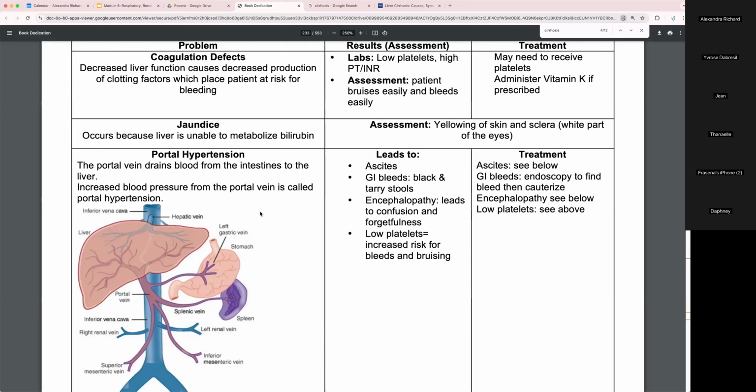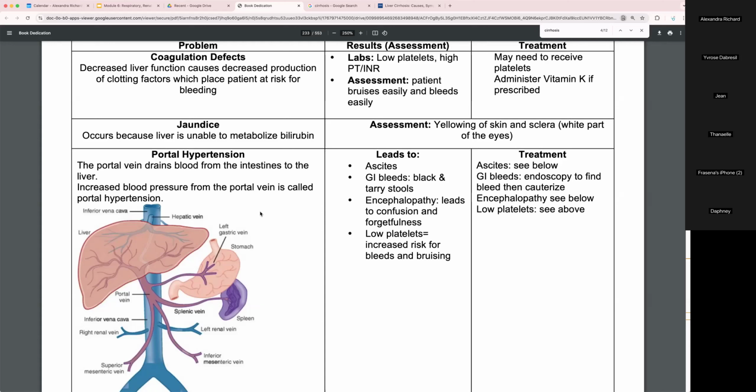PT and INR is time. PT and INR is how long does it take the blood to clot? Someone with cirrhosis doesn't make enough clotting factors, so it's going to take their blood a long time to clot, so their PT and INR will be high. Okay? Assessment of the patient: they will bruise easily and they will bleed easily.